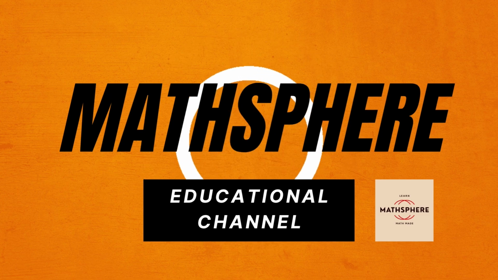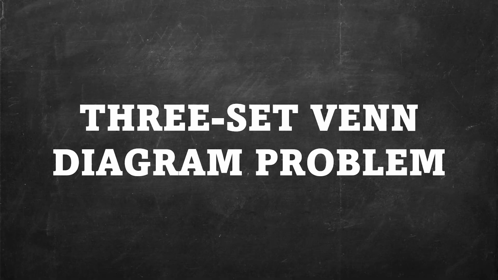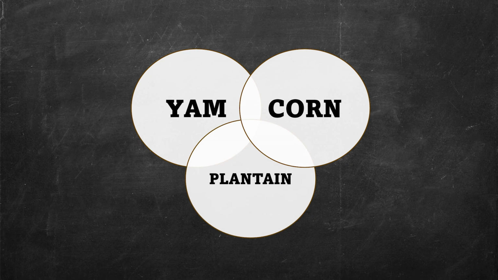Today, we are diving into a classic math problem, the three-set Venn diagram. We will use a real-life example from a group of market women selling yam, corn, and plantain. By the end of this video, you will see exactly how to calculate overlaps and totals using sets.